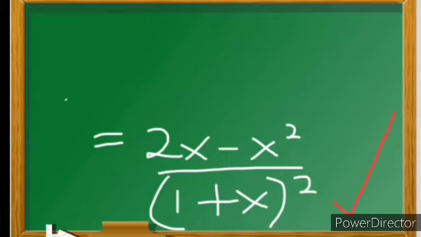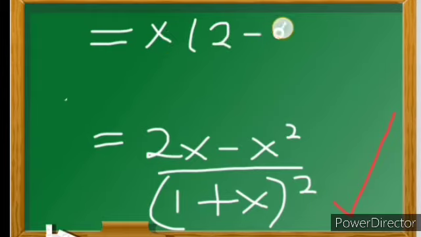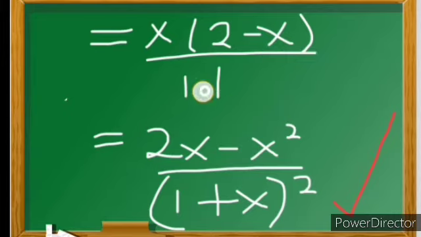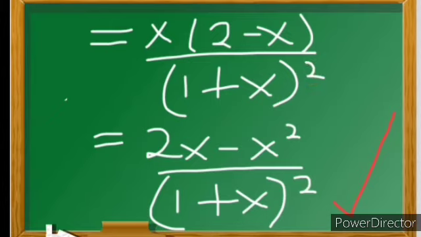So if we simplify the numerator, we will have x in bracket 2 plus x all over 1 plus x in bracket squared. Remember, it's plus, not minus, okay? 2 plus x. So this gives us our final answer.